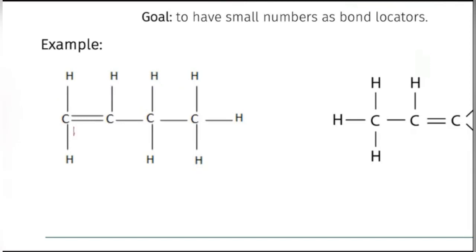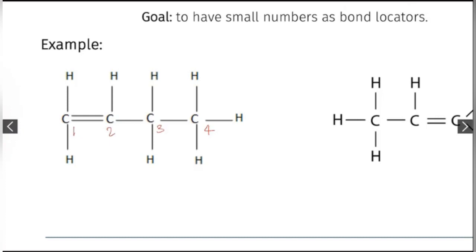1, 2, 3, 4. So there are four carbons. So you now know the number of carbons present in the structure. Now, identify the root word of this carbon, or you can identify what kind of alkene. We have four carbons. The root word will be but. Then we have a suffix ene since it's an alkene.